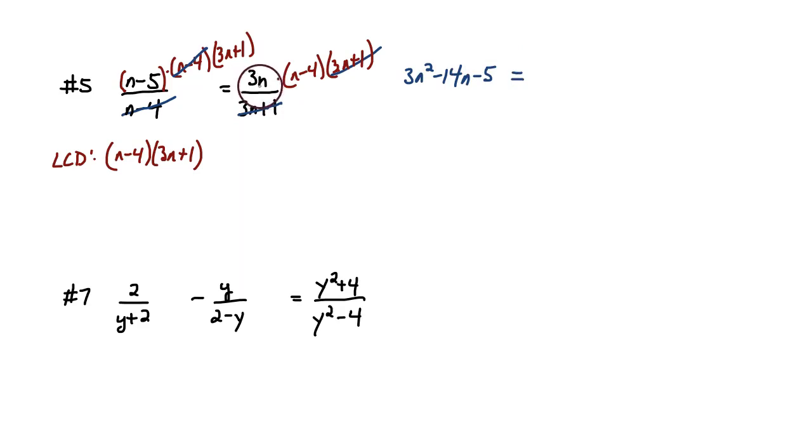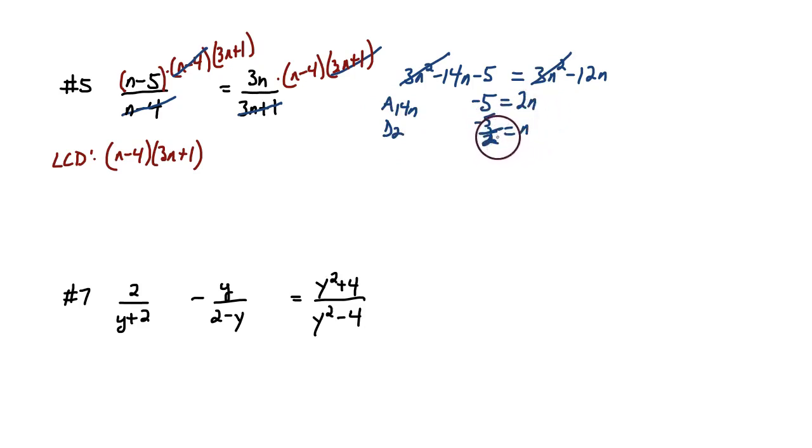On the right side, we have 3n times n minus 4. Let's use the distributive property. This makes 3n squared minus 12n. Notice how there's a 3n squared on both sides. So when you use subtraction, those will cancel away. Now we could add 14n to both sides, getting negative 5 is equal to 2n. Then divide by 2. We get negative 5 halves is equal to n.